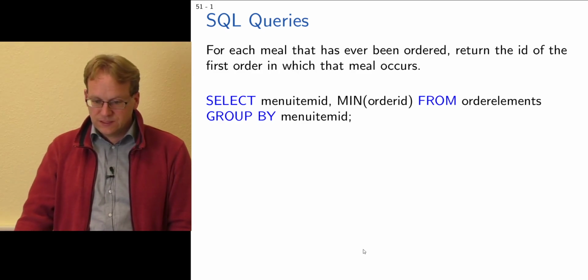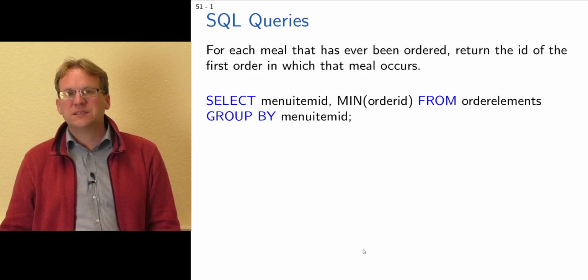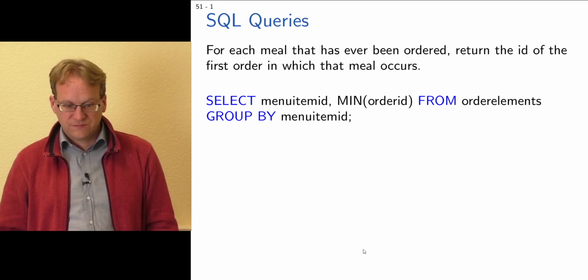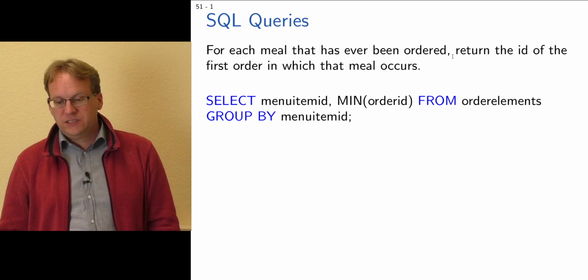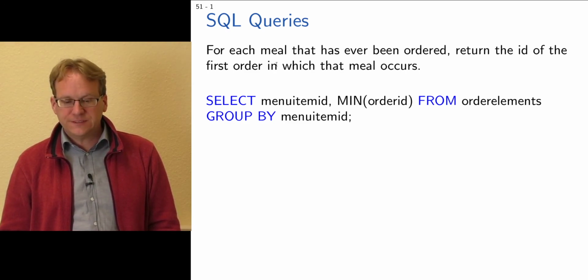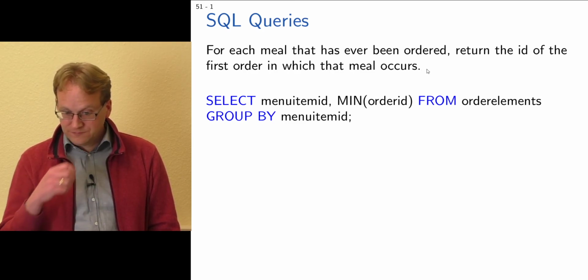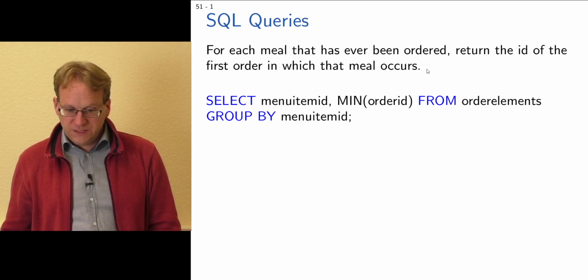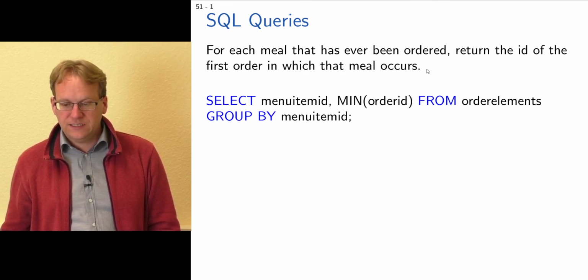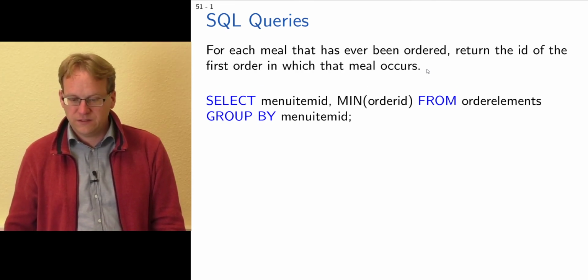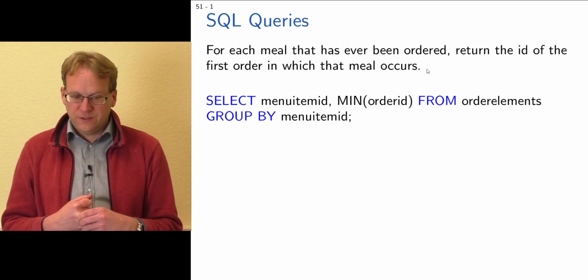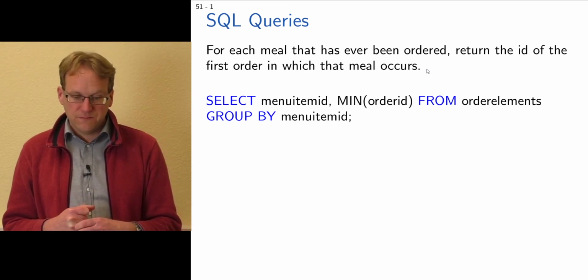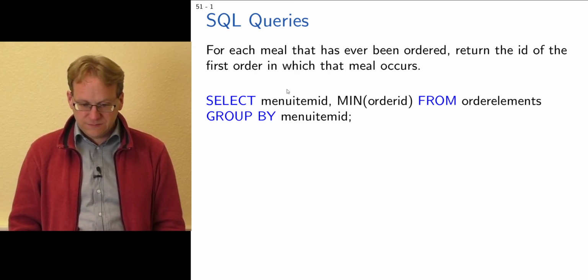Furthermore, this is now getting a bit more tricky. For each meal that has ever been ordered, return the ID of the first order in which that meal occurs. Meaning the first order, meaning the one with the smallest ID. And that is what I'm doing here.